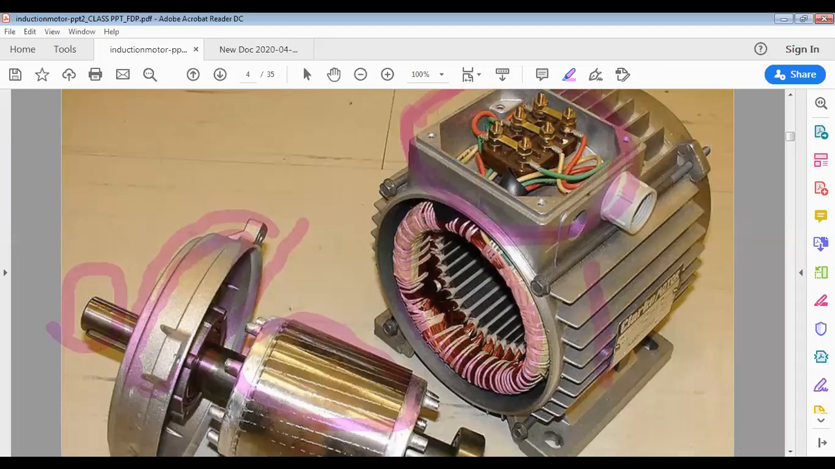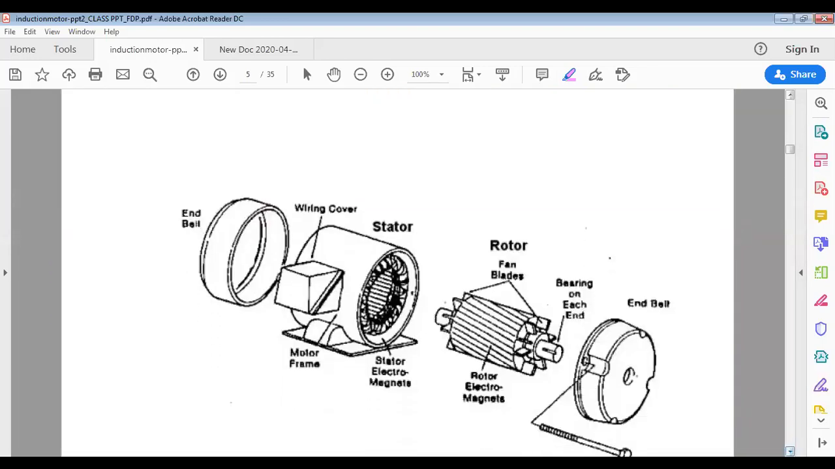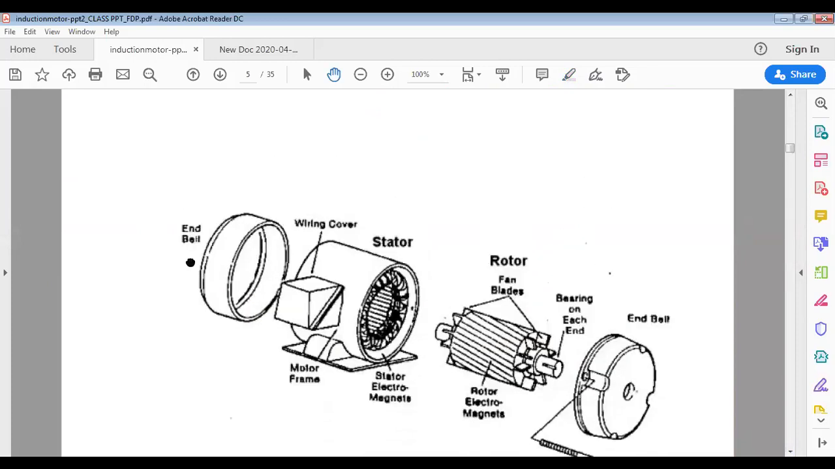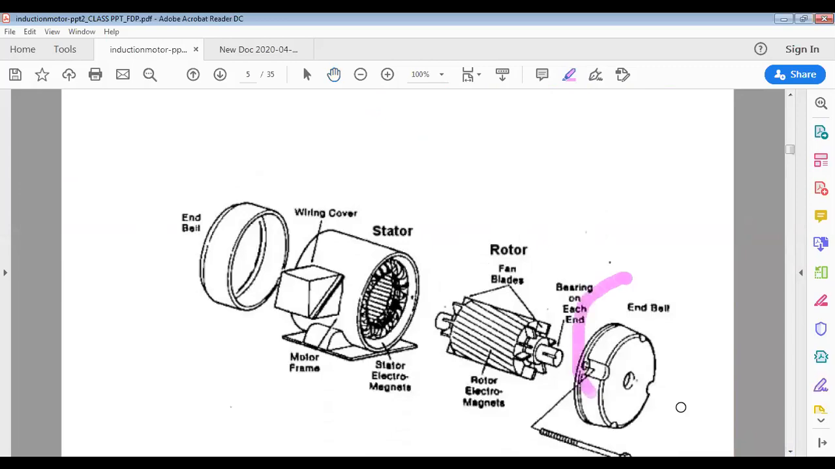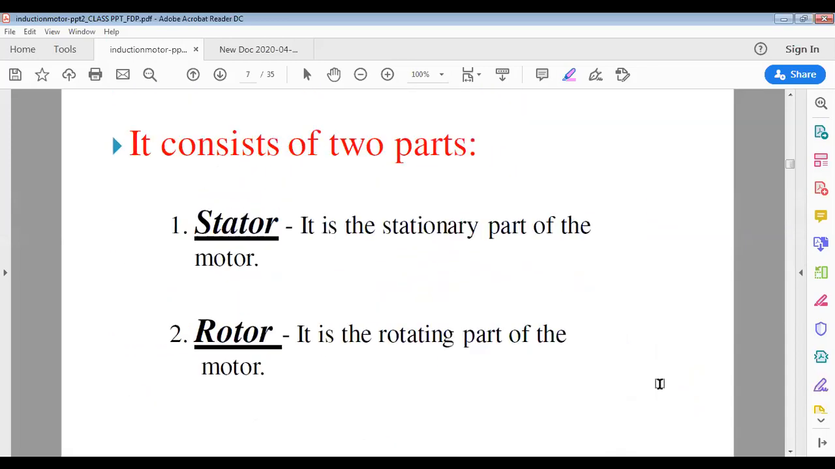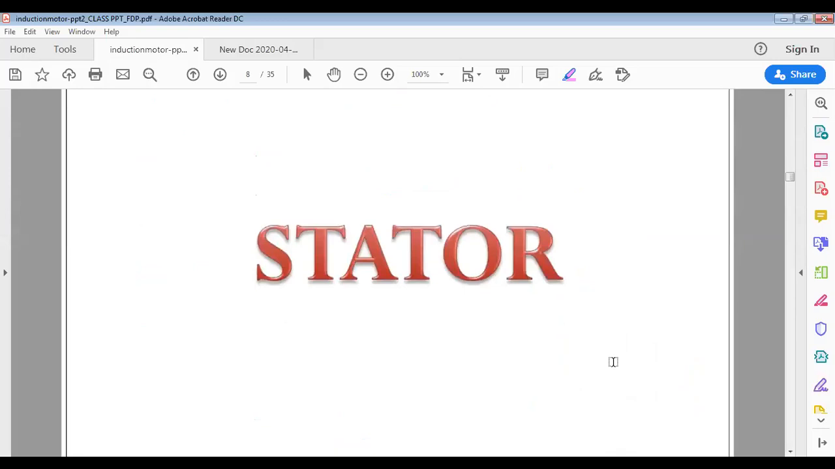Okay, now next one, see again the same thing. This one is the end bell, then wait a moment, this one is the end bell. Okay, then the terminal box. Here you can see this is the rotor core slotted, in the slots conductors, the fan is there on the shaft, bearings are there, the fan for cooling purpose, and this is the stator core. Okay, we'll see one by one all the parts. The stator, we'll see about the stator now.